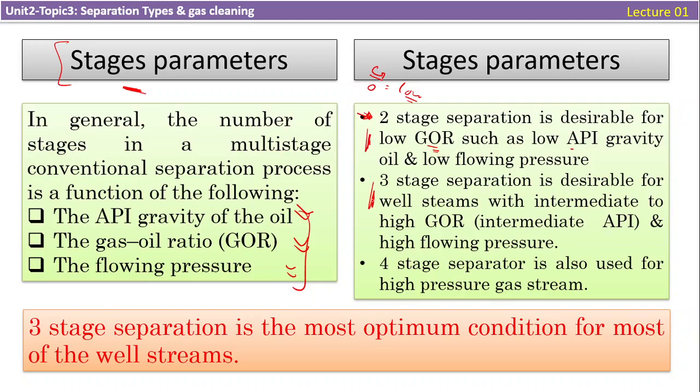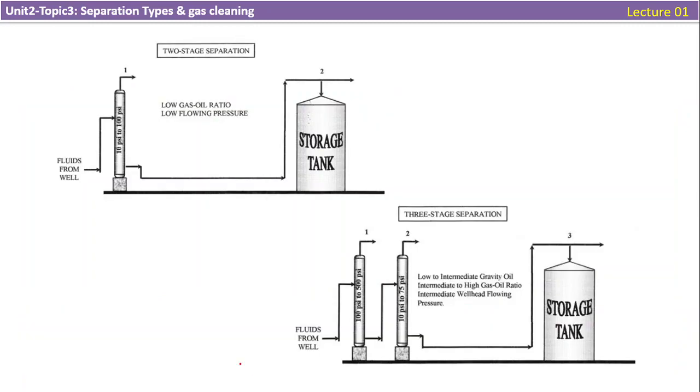For the three stage separation, the well stream with intermediate to high GOR value, intermediate API, and high flowing pressure is required here. For the four stage separation, it is used for the high pressure gas stream. So more and more gas is present there. But ultimately three stages is the most optimum one. So three stage separation is the most optimum condition for most of the well stream cases. It means that this is the most preferred one.